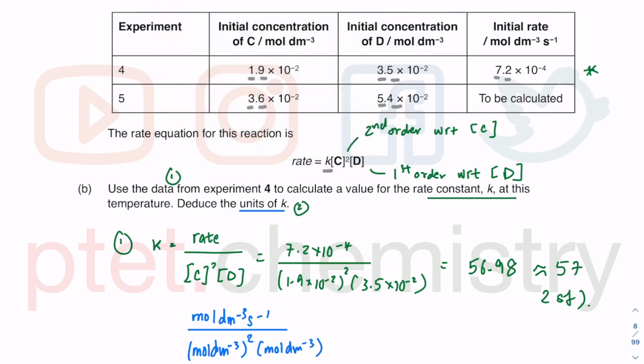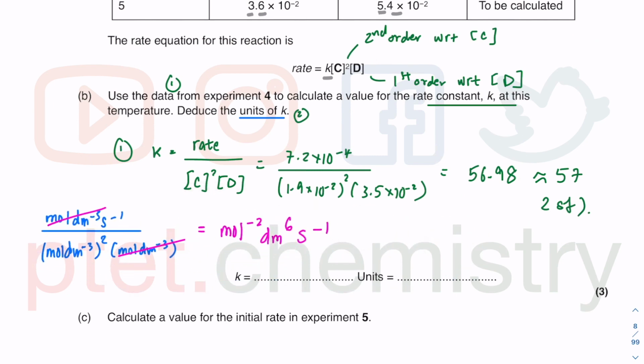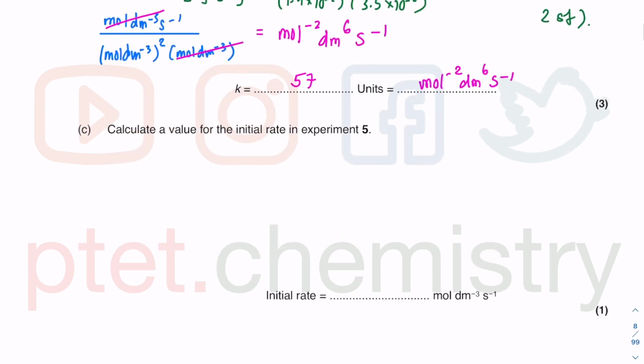What we're going to do next is cancel out mole per dm cube and mole per dm cube. And then we bring up the mole square, and it becomes mole to the power minus 2. dm to the power minus 6, bring it up, becomes dm to the power 6. The s minus 1 remains like that. And just like that, you get the units of the rate constant. So rate constant units have no particular meaning. Physically, they don't have a meaning. It's just that you work it out as a bookkeeping exercise, and that's how they give you a few extra marks in the exam. Part C, calculate a value for the initial rate in experiment 5.